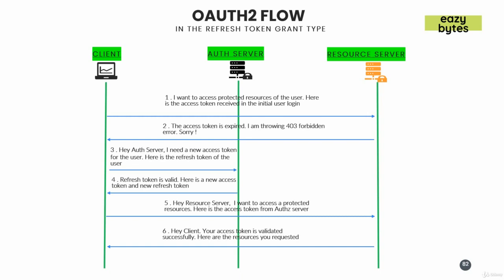Finally, we are into the last grant type that we have in OAuth2 flow, which is refresh token grant type. Let me clear you in what scenarios we use this grant type inside OAuth2 framework. Think of a scenario where you used any of the grant types that we discussed previously, like either implicit grant type or authorization code grant type.